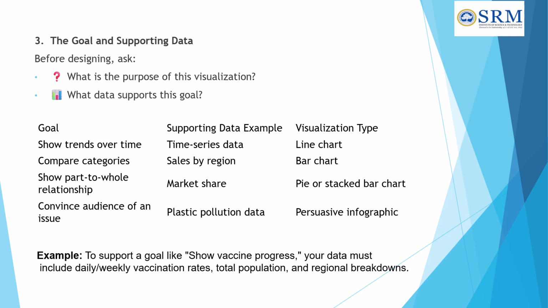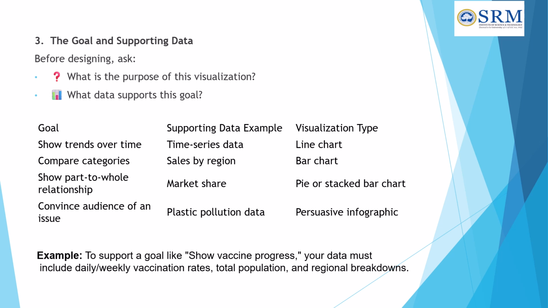For example, if the goal is to show trends over time, you'll need time series data and a line chart works best. To compare categories like sales in different regions, a bar chart is a good choice. For showing part to whole relationships such as market share, pie charts or stacked bar charts are effective.